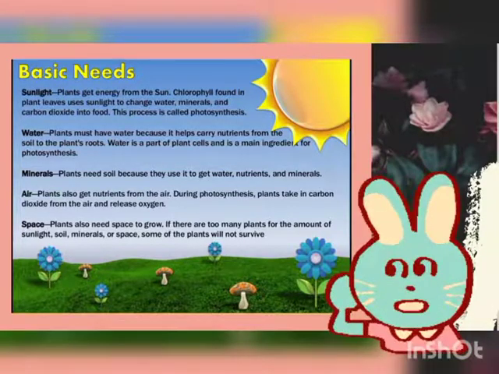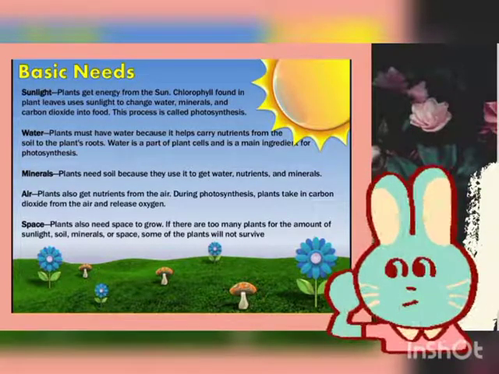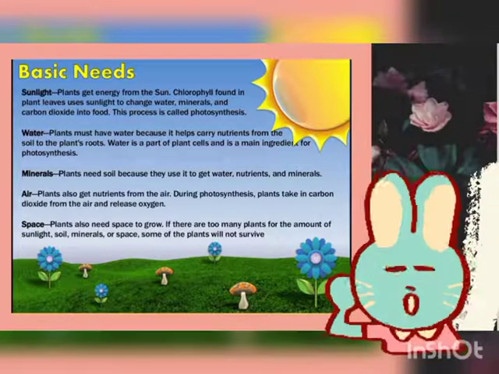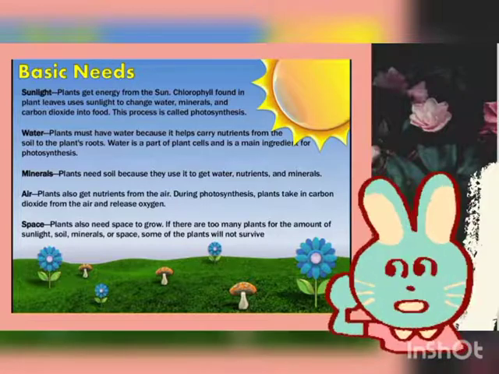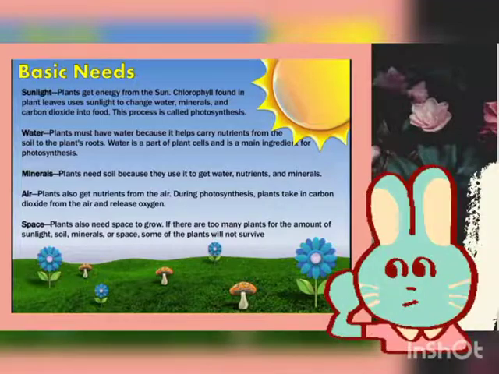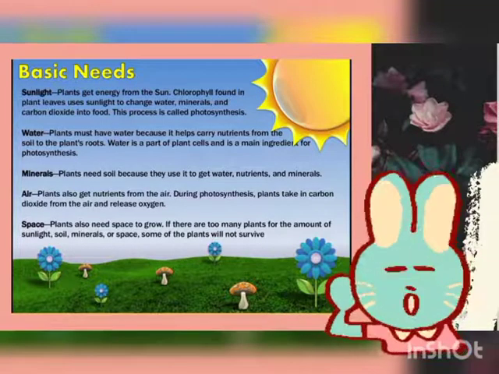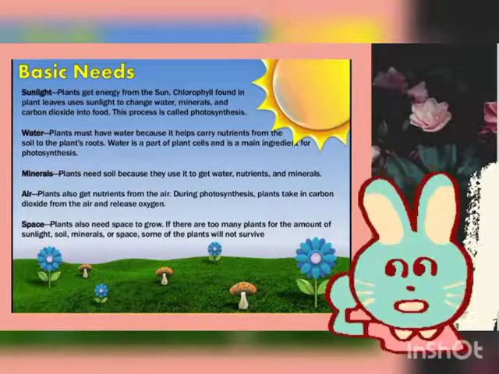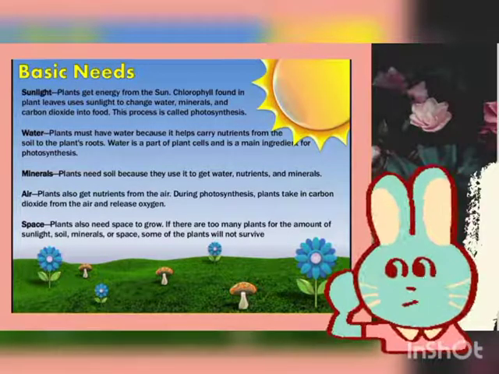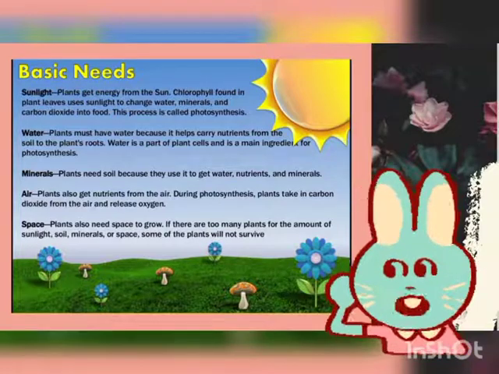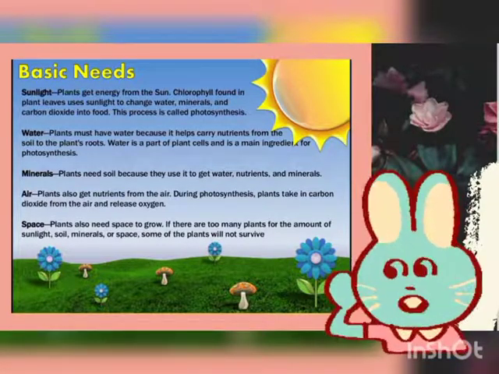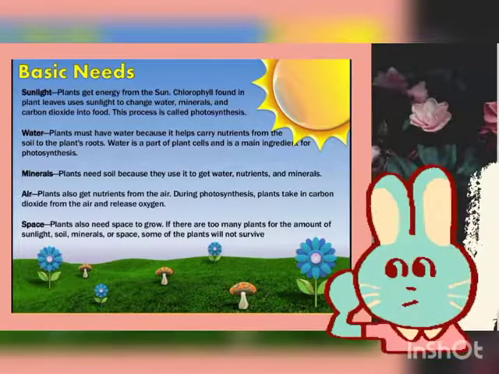And the second one, water. Plants must have water because it helps carry nutrients from the soil to the plant's roots. Water is part of the plant cell and is the main ingredient for photosynthesis. The third one, minerals. Plants need soil because they use it to get water, nutrients, and minerals. The fourth one, air. Plants also get nutrients from the air. During photosynthesis, plants take in carbon dioxide from the air and release oxygen.